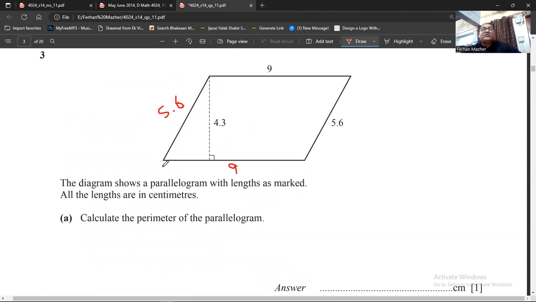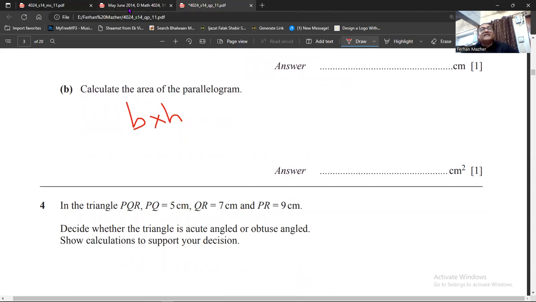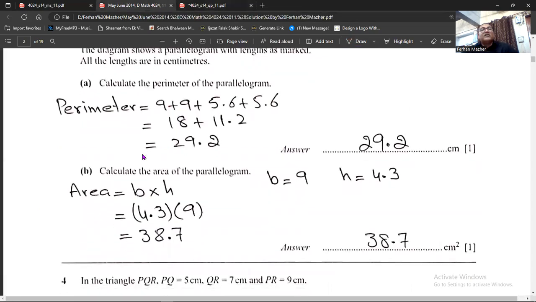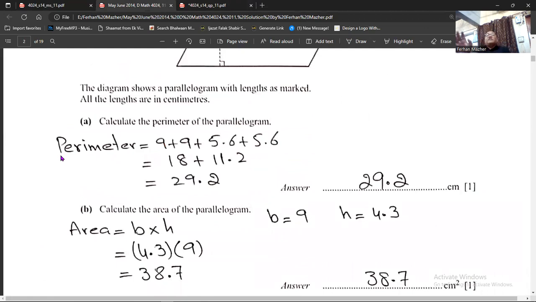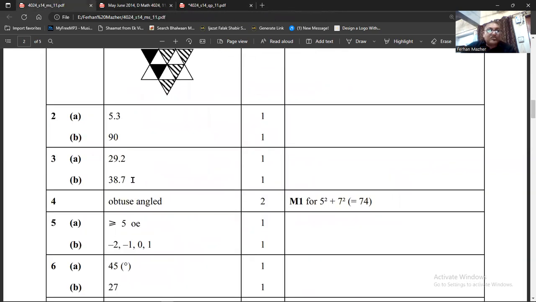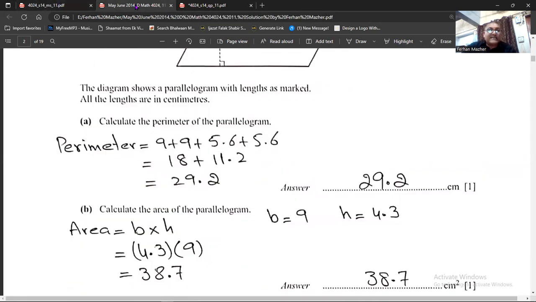So if I suppose that this is the base, then this will be my height. Okay, they are perpendicular to each other. So my base is 9 and the height is 4.3. So the area of the parallelogram will be base into height. That will be 4.3 multiplied by 9. That is 38.7 centimeter square. The answer is right.